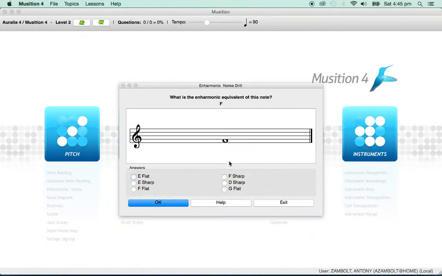So let's have a look. For example, an F. So think about what a piano looked like. And E, the note below it, if we went up a semitone from an E, we'd end up on an F. So E sharp is the same as an F.